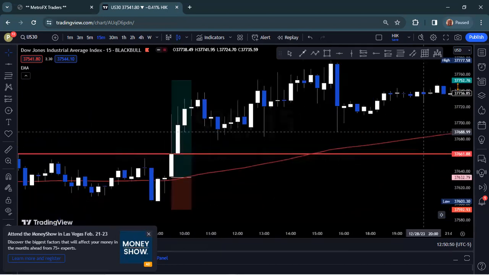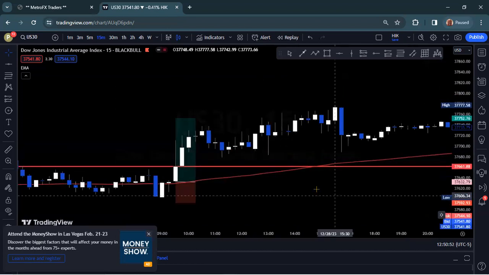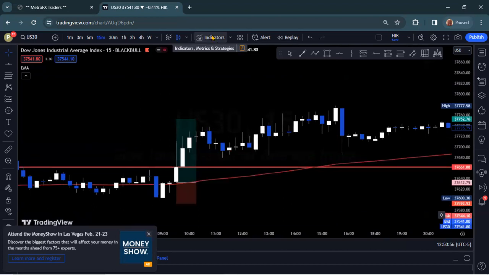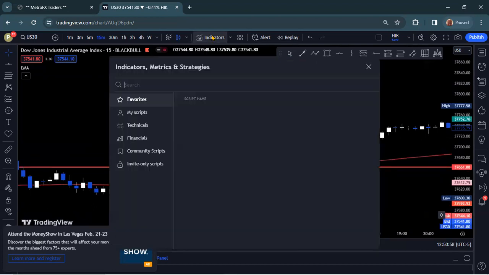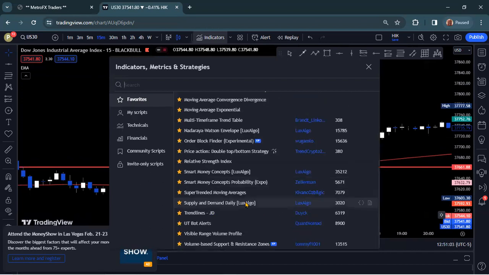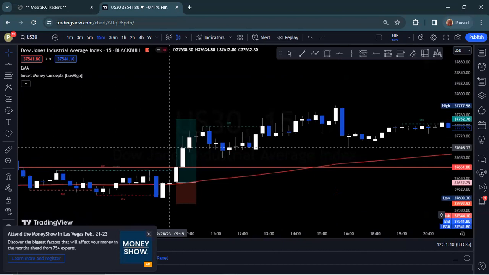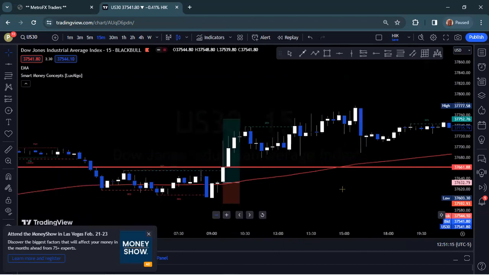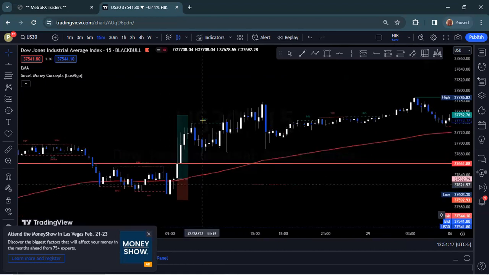But let me add two more indicators. Okay, this particular indicator should give you some more confidence. Look for this indicator, Smart Money Concepts by LuxAlgo. And what this indicator does is it gives you automatically where your breaks of structure are.